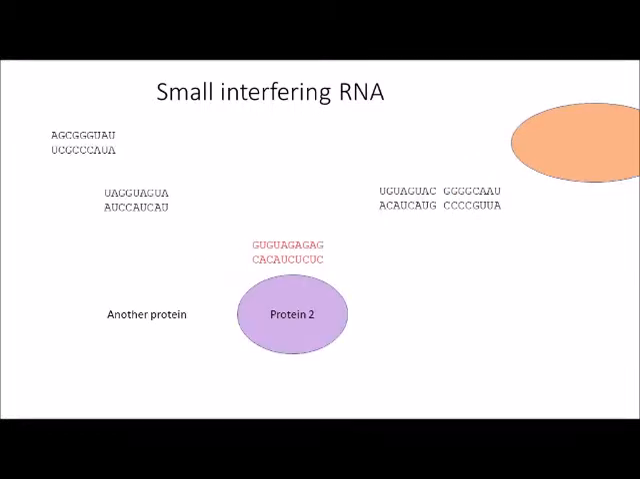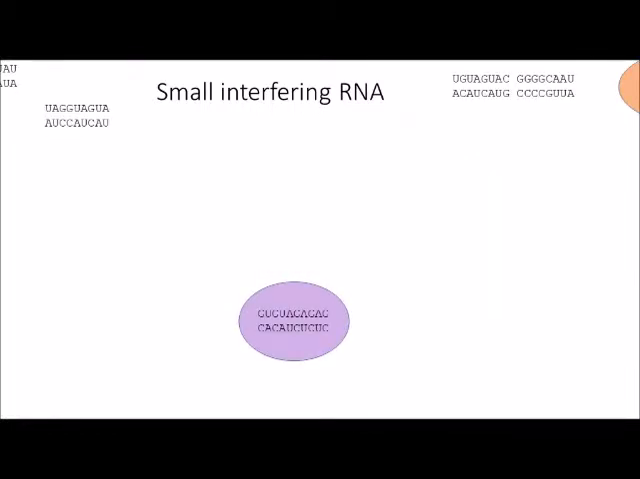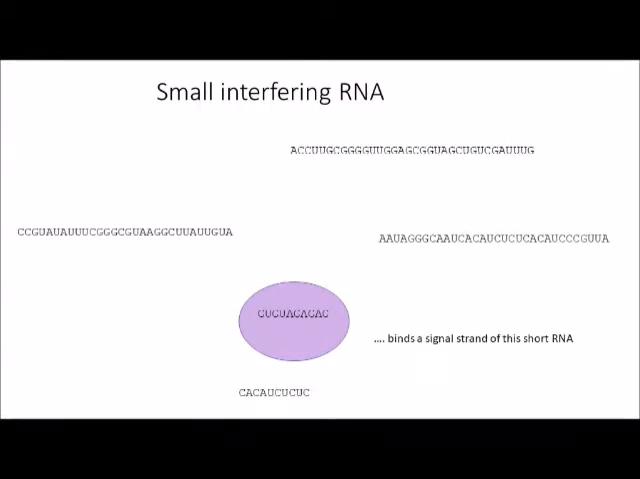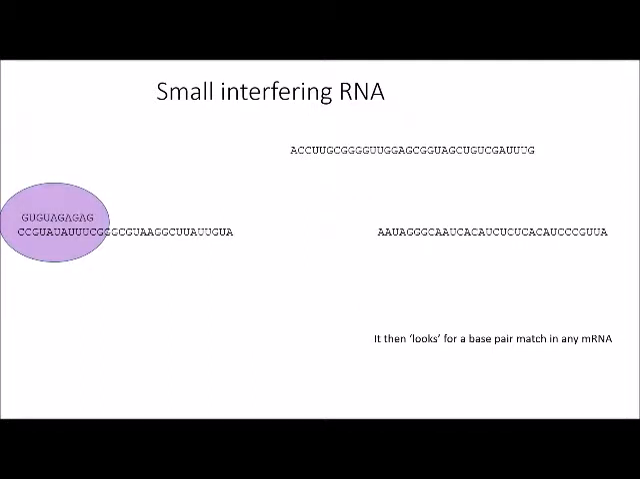Now we introduce you to protein 2. That's all you have to call it, protein 2. Protein 2 binds to one of the two strands. The other one we get rid of, and the strand it binds to is now activated. What that will do is look for any complementary sequence, and when it finds it, it will cut the messenger RNA that it belongs to in half. So there's that process in action.